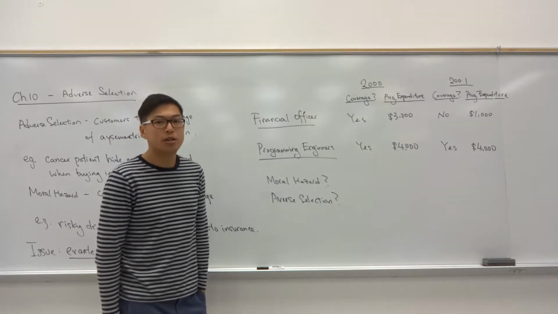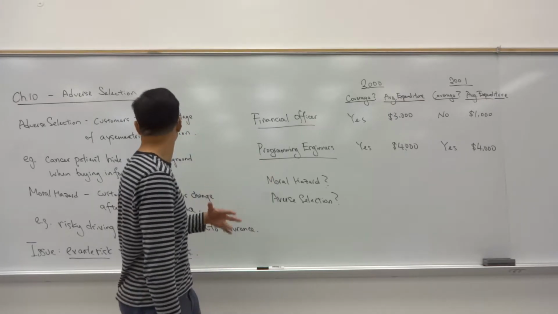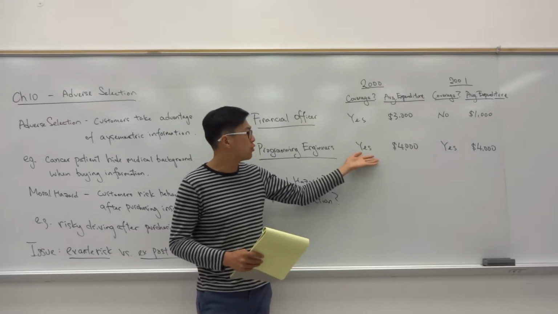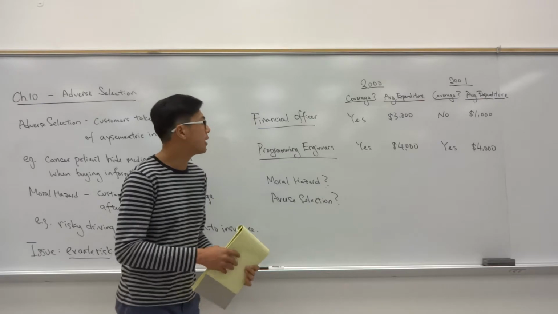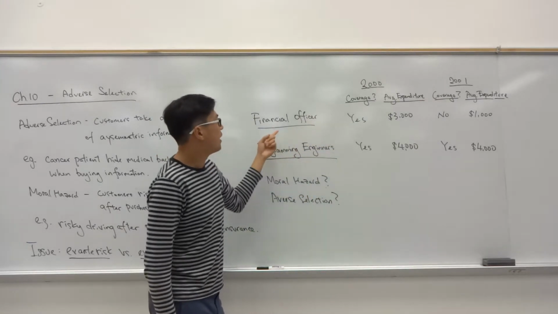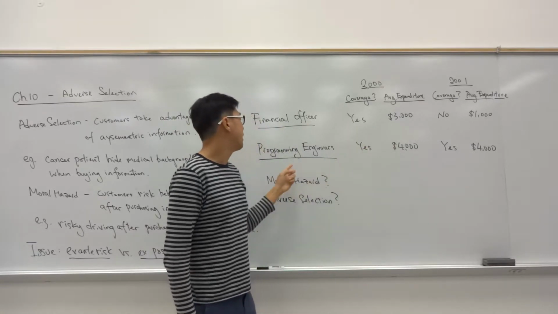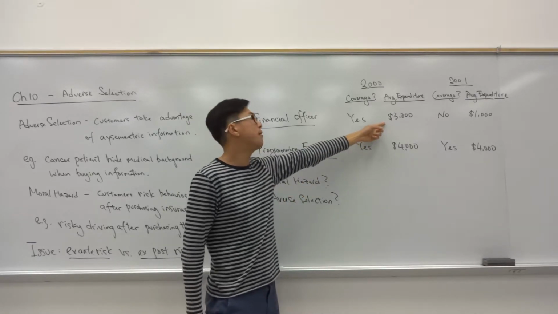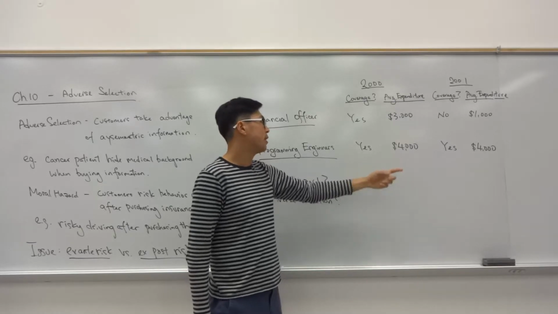How about the adverse selection? Because when we talk about adverse selection, moral hazard actually comes together with it. So we are going to think about the relationship between the two years. Let's look at the 2000s. The financial officer seems to be healthier compared to the programming engineer, because they spend less on health services compared to the programming engineer.